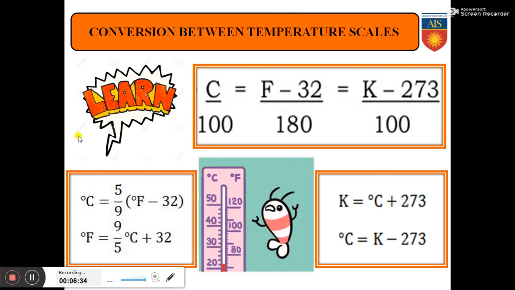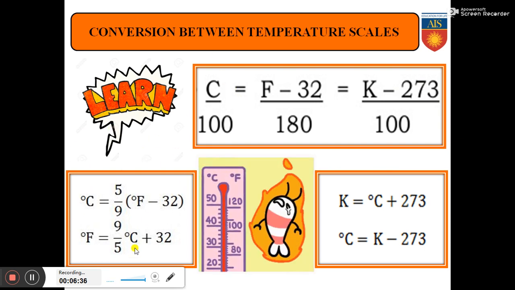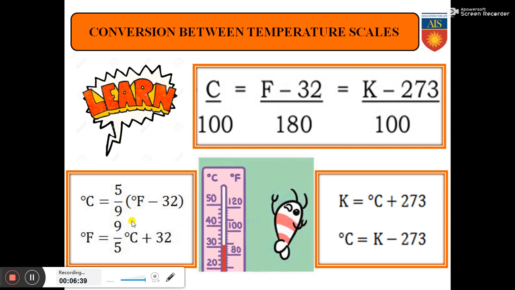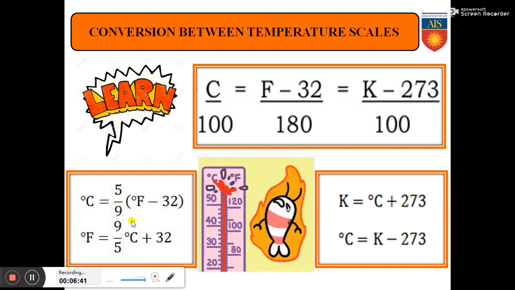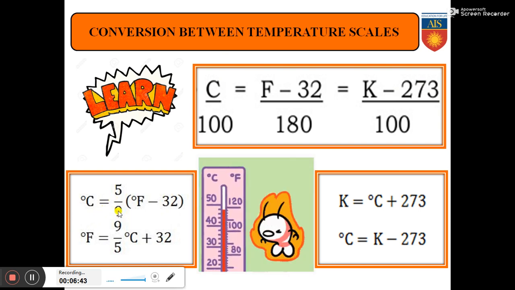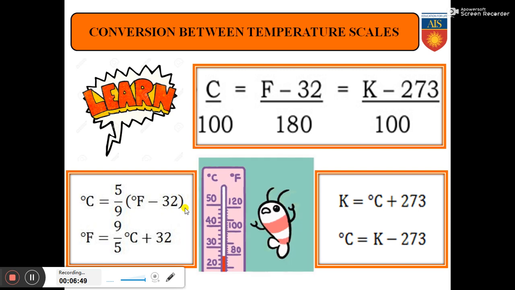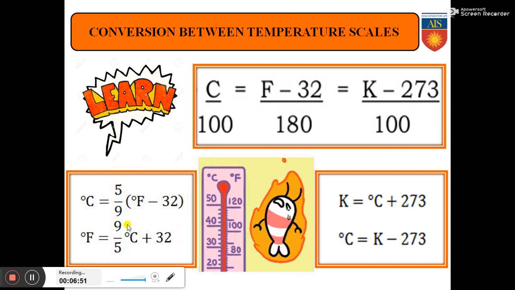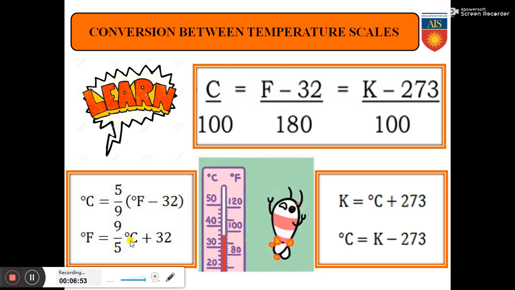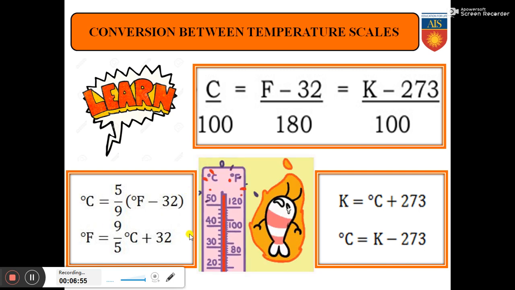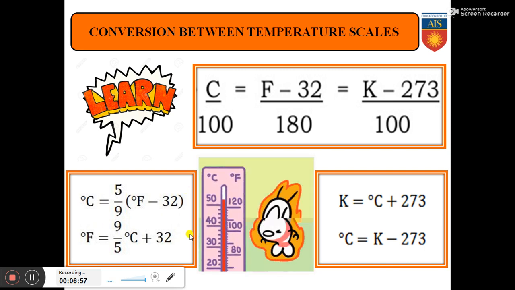Now let's have a look at this portion. Among these two you can remember any one. If you remember one, you will remember both. So degree Celsius is equal to 5 by 9 in bracket degree Fahrenheit minus 32. Do not forget to give the bracket. If you remember any of these, both are actually the same formula. If you can remember one of these, you can solve the numericals that will be given to you.